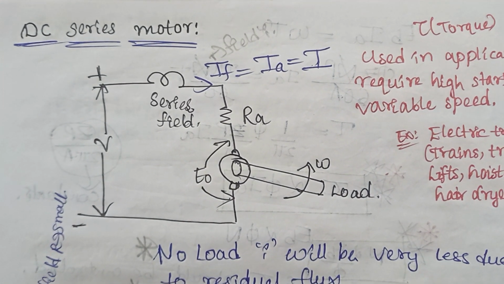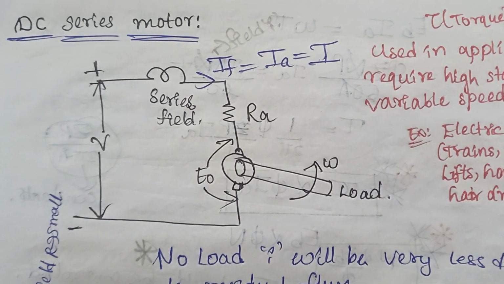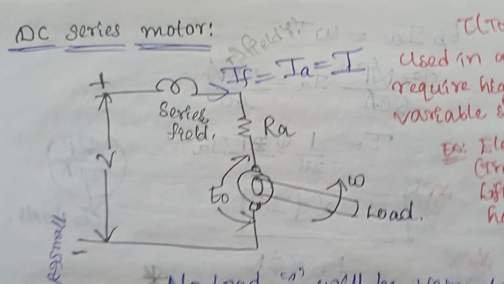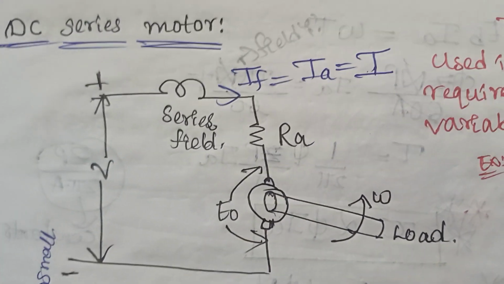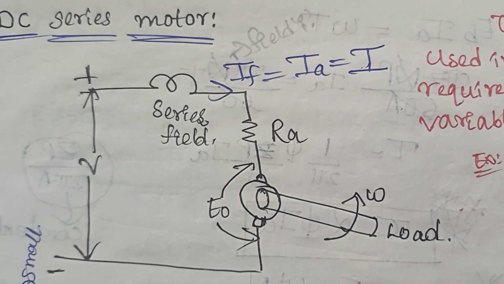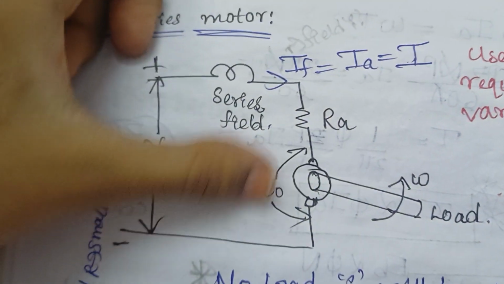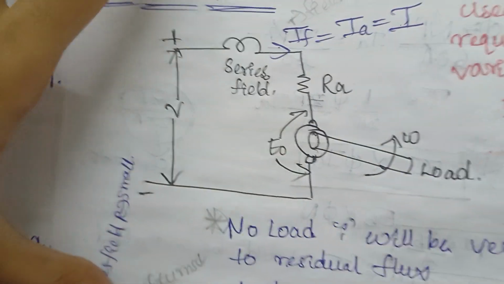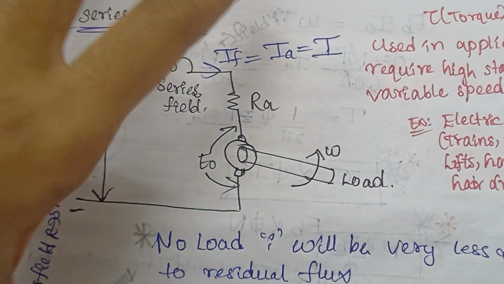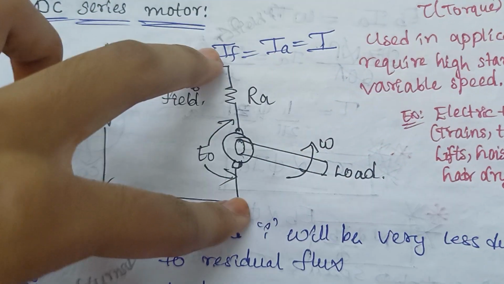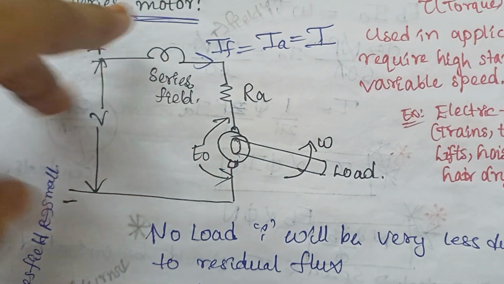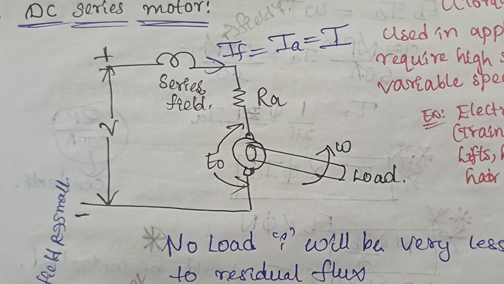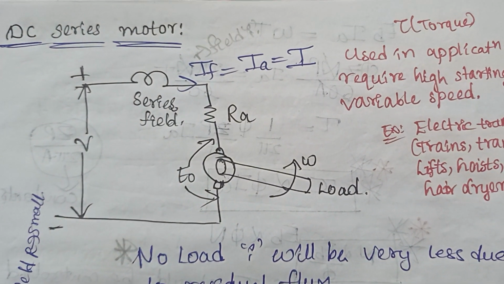Hi everyone, in the last video we went through the DC shunt motor, and in this video we are going to learn about the DC series motor. In this series motor you will have the series field winding, which is connected in series to the armature, while in the case of the DC shunt motor, these both were connected in parallel. But in the series motor, the series field and the armature are connected in series to each other.